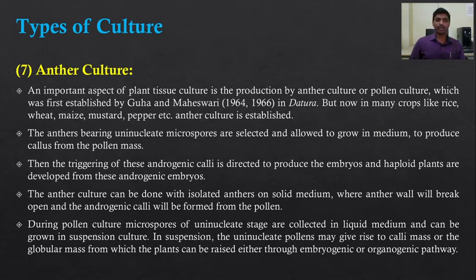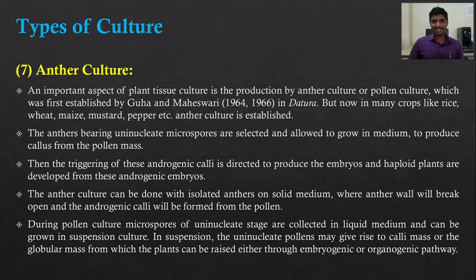The other way is the pollen culture. In pollen culture, microspores of the uninucleate, single nucleate stage are collected in the nutrient medium and can be grown in suspension culture. In this suspension culture, the uninucleate pollens may give rise to a callus mass or a globular mass from which the plant can be raised either through the embryogenic or organogenic pathway.